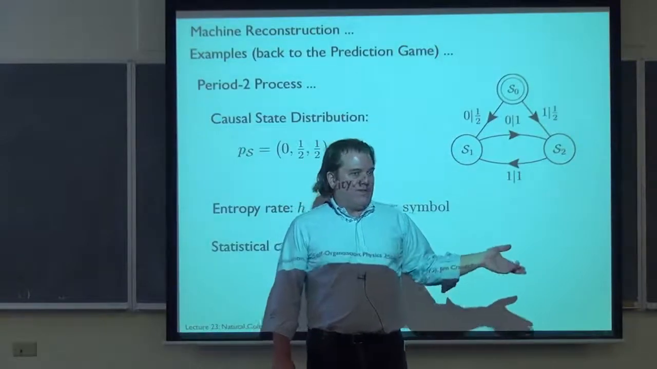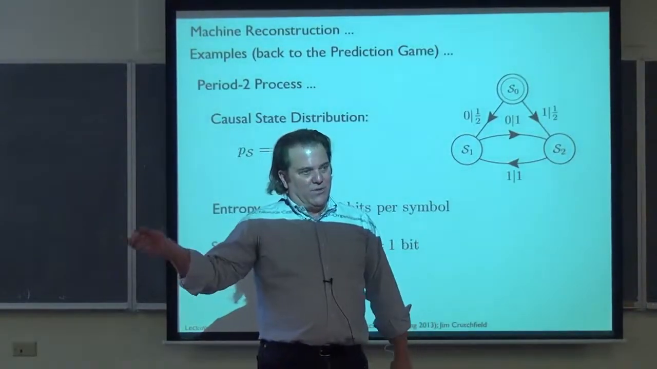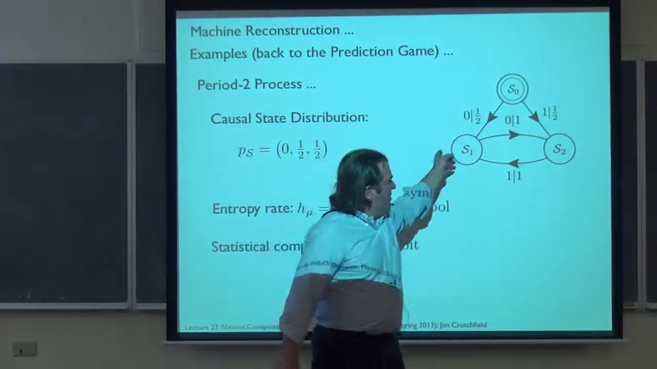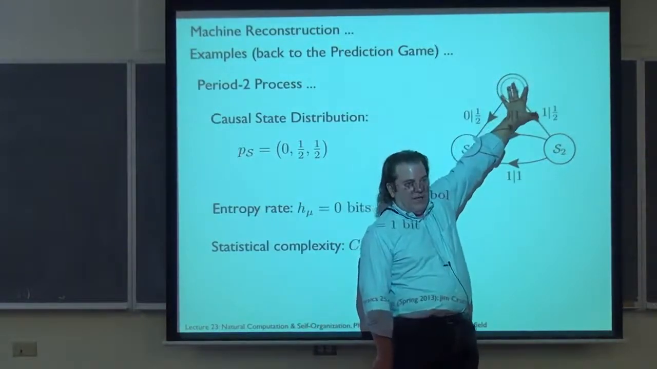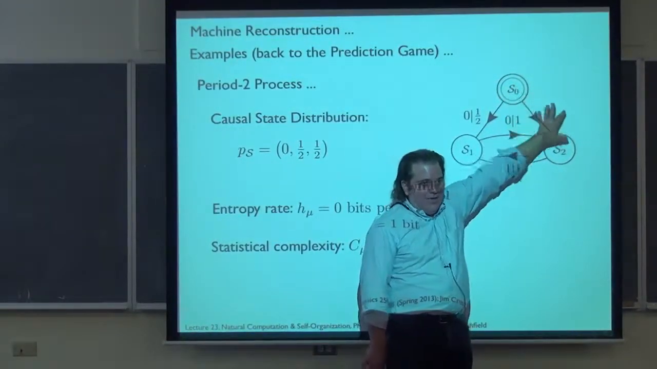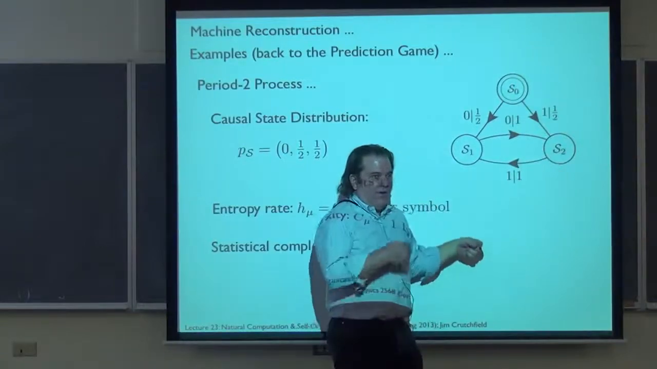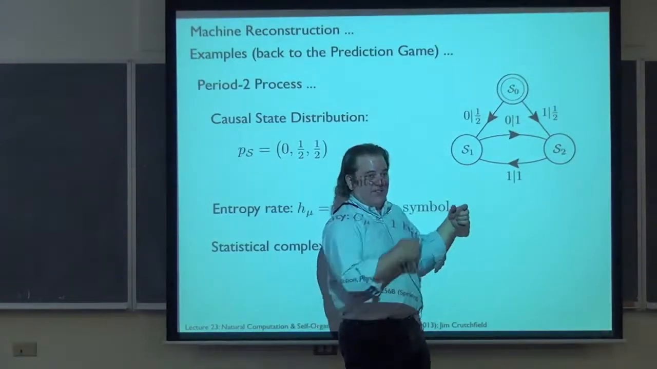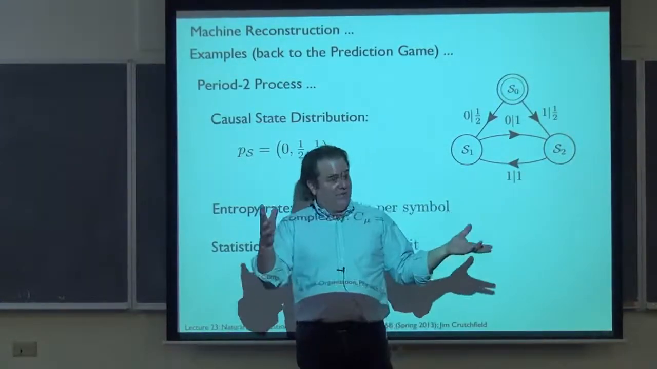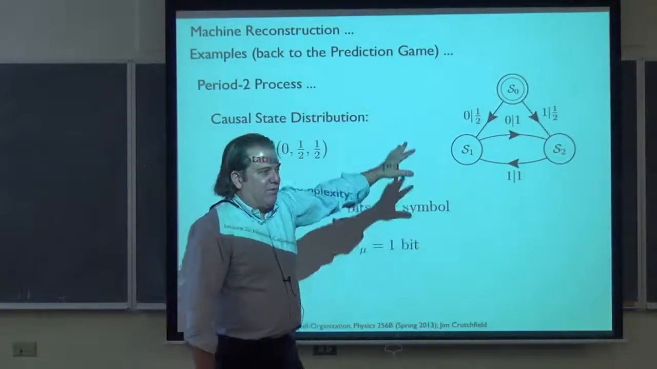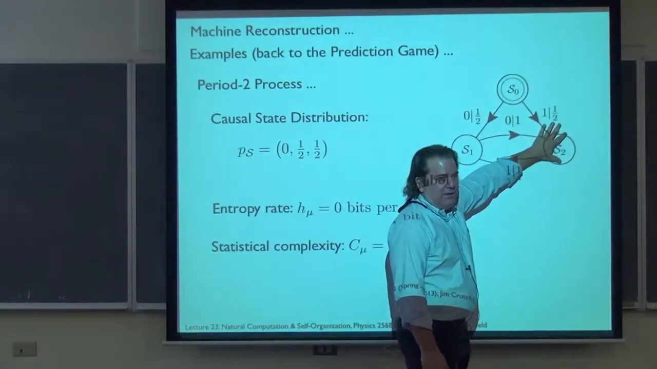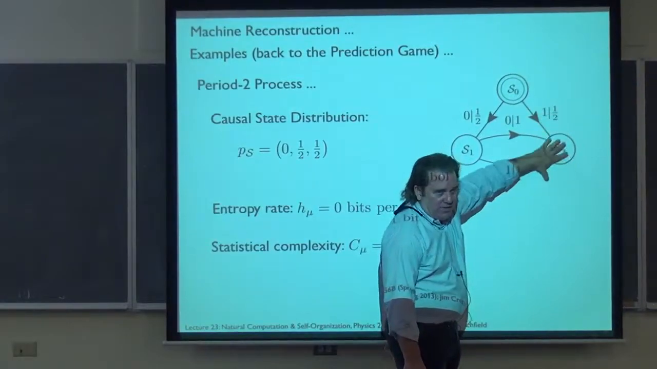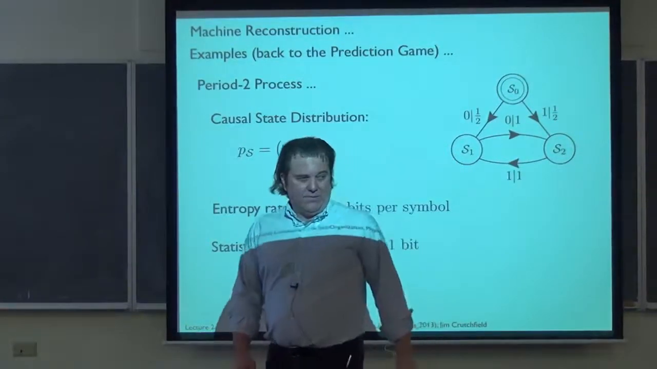Imagine it was a period 3 process. You know, 101, 101, 101. You can do the same thing, and there'd be a cycle of 3 states with, it turns out, 2 transient states that tell you, as you're measuring 0, 1, how you come to know which of the 3 phases the process is in, or period 7. There's actually much more structural information here. The architecture of the machine is really telling you how the process is organized.